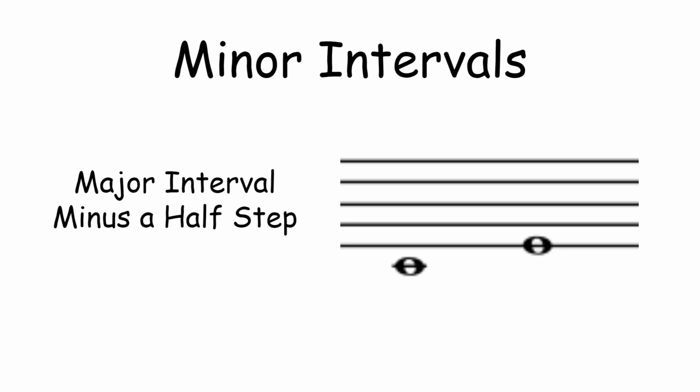When you're trying to make a minor interval, you start with the major interval you have, and you simply decrease it by a half step. So we take our major third that we have here, we add a flat, and that becomes a minor third interval. You could accomplish the same thing by adding a sharp to the C at the bottom, and that would also make that a minor interval.